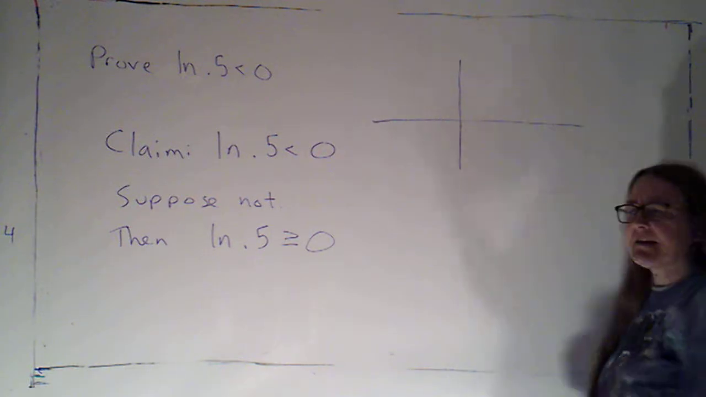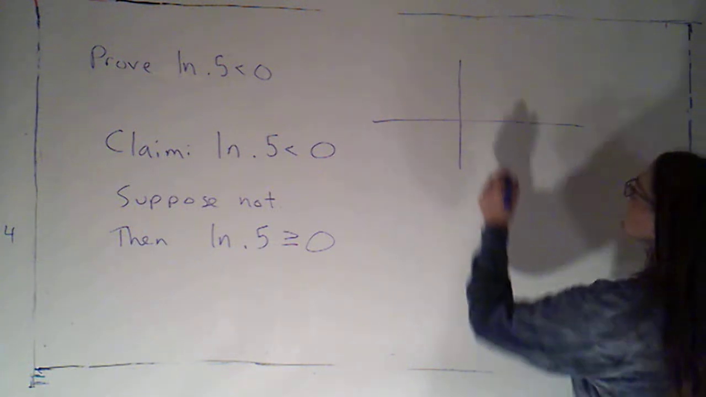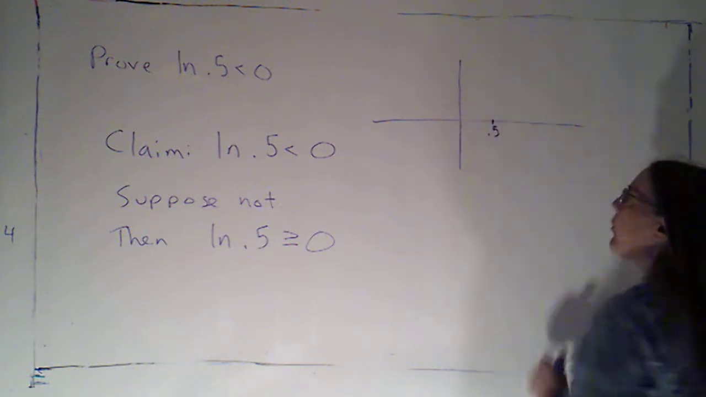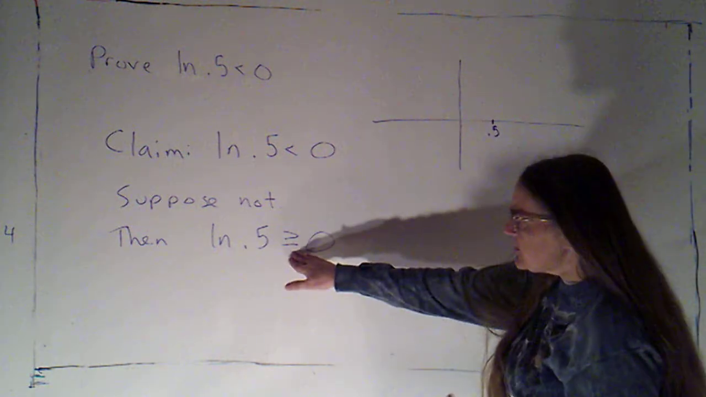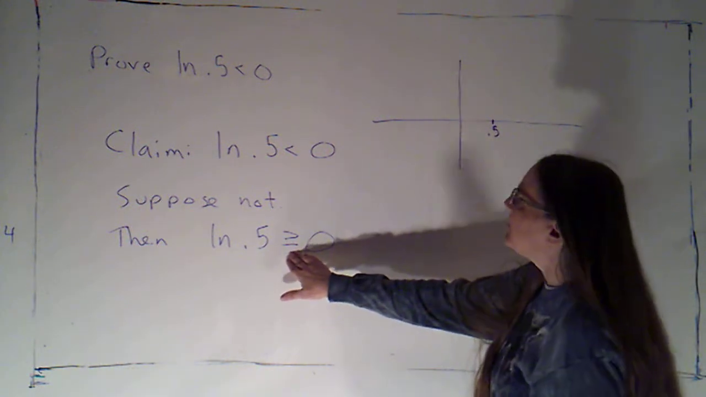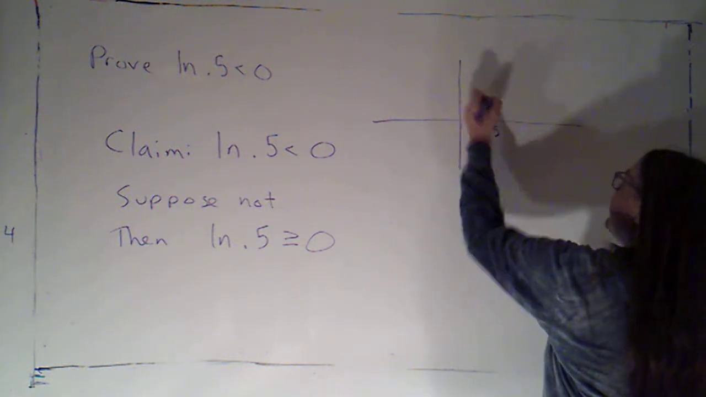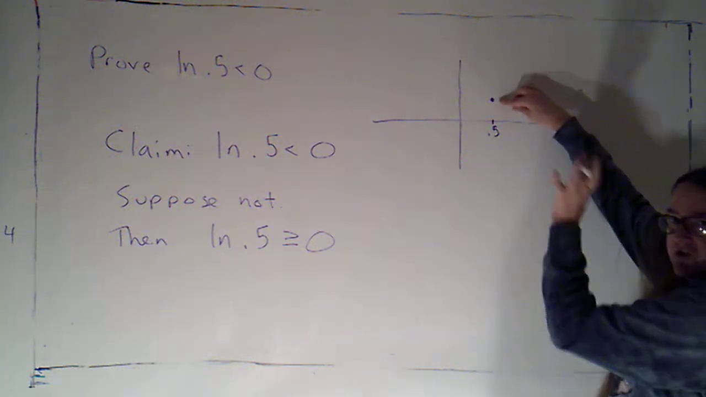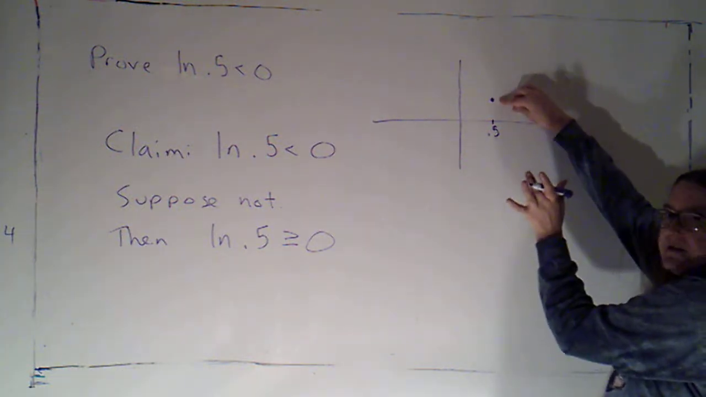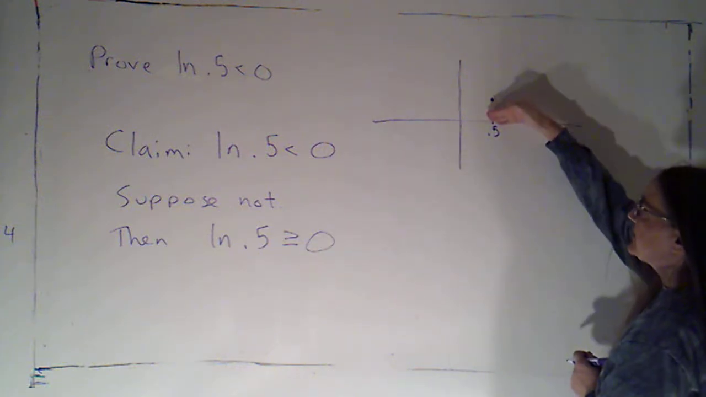So I'm going to draw a picture over here. This is not a necessary part of the proof, but it helps me in figuring things out and in visualizing what's going on. So if here's 0.5, now we're supposing, although we don't really believe it, that the natural log of 0.5 is bigger than or equal to 0. I'm going to draw it as if it's bigger, but I'm going to remind myself that's just because when I draw a picture, I've got to put a point somewhere. I'm actually supposing that it's bigger than, which would be above the x-axis, or equal to.